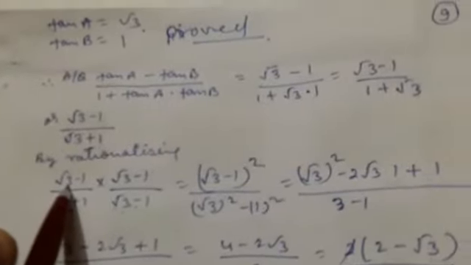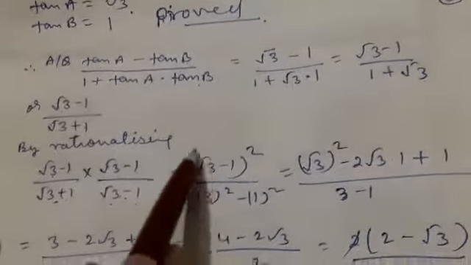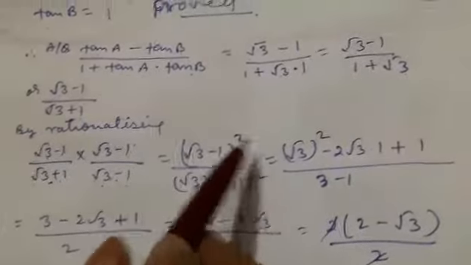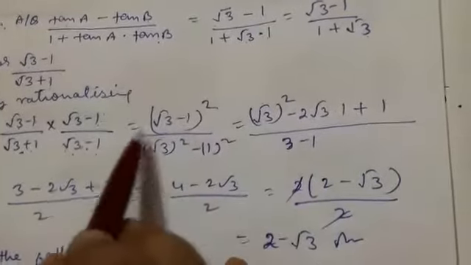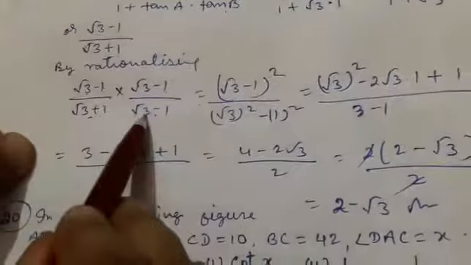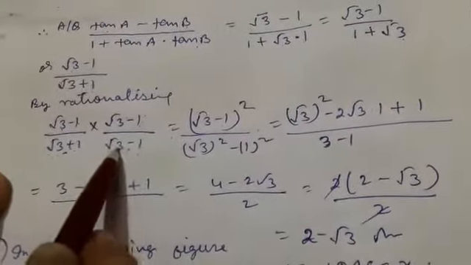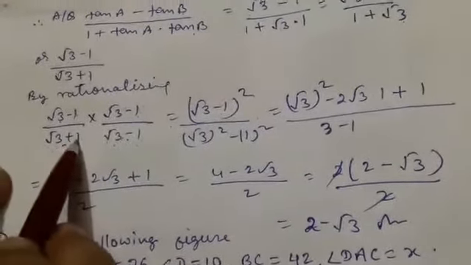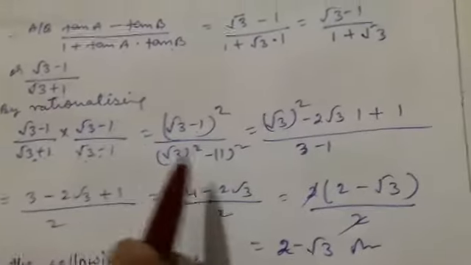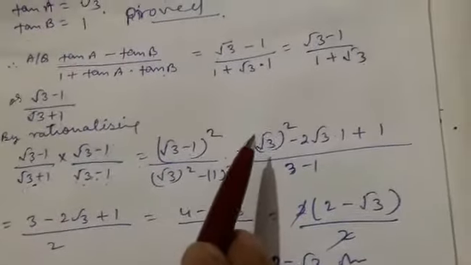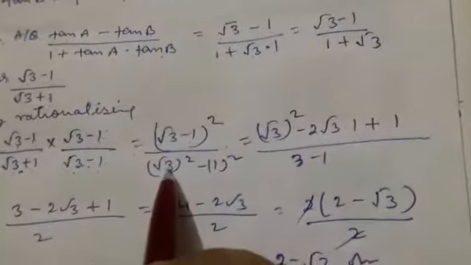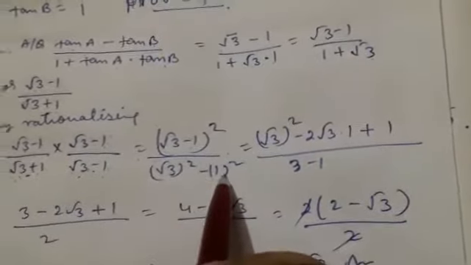So let us multiply. Root 3 minus 1 into root 3 minus 1 means root 3 minus 1 whole square. We can write it like this, upon root 3 plus 1 into root 3 minus 1. That means (a plus b) into (a minus b), which is equal to a square minus b square. There is one formula. So we will write a square, meaning root 3 square, minus 1 square.